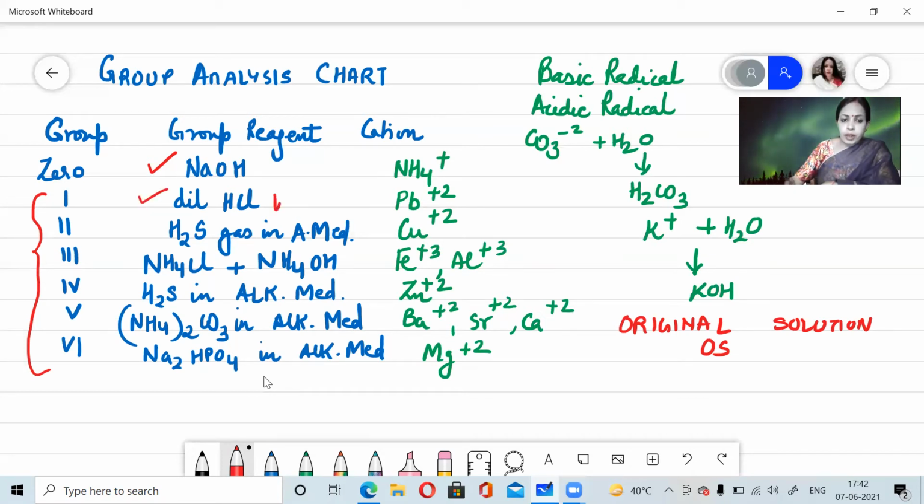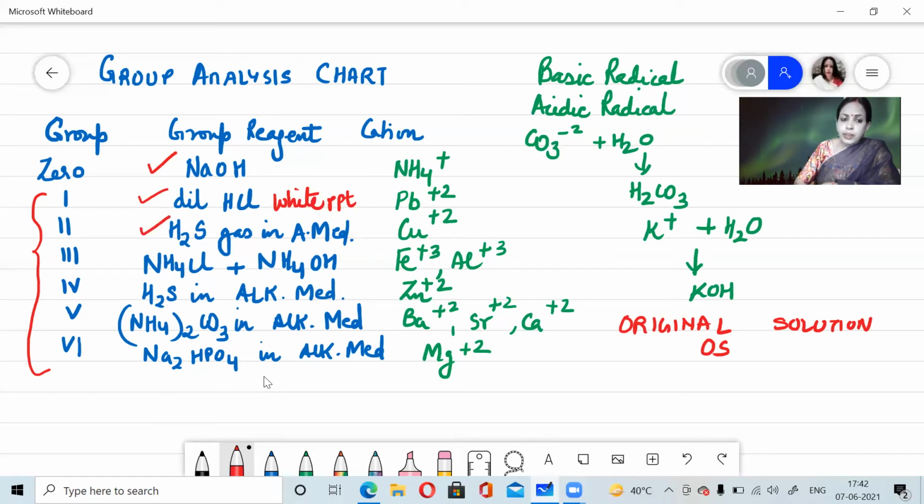If you get a white color precipitate, then it confirms the presence of group 1. If you don't get a white precipitate, it shows the absence of the group. Then we filter the solution, and with the precipitate, we test for the lead ion, which is a part of group 1. So the cationic part, how to test the confirmation of the cations, we will be doing in the next session.